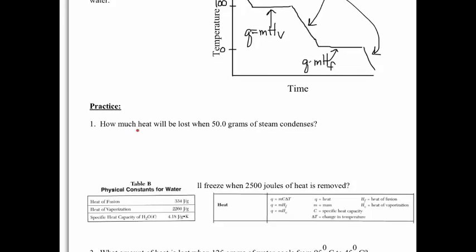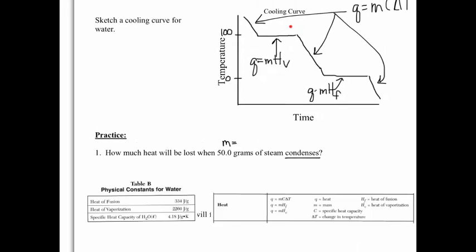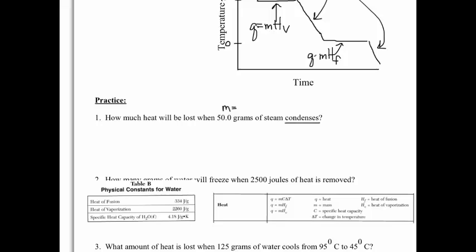First question, how much heat will be lost? Okay, we're losing heat. That implies a cooling curve. When 50 grams, so that's going to be our mass of steam condenses. Okay, so we're condensing. Condensing happens at this upper curve or this upper plateau that we are talking about with the cooling curve. So the equation we're going to be using is Q is equal to mHV. Q is what we're looking for. That's our question mark. And then M was given in the question, so we'll just plug that in.